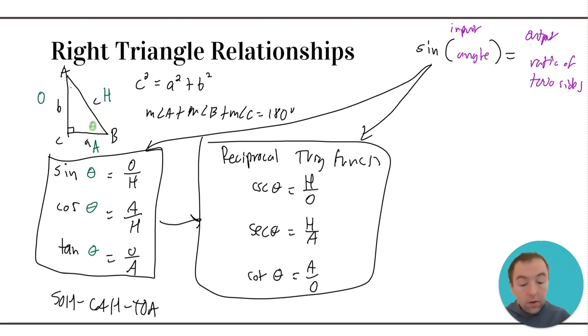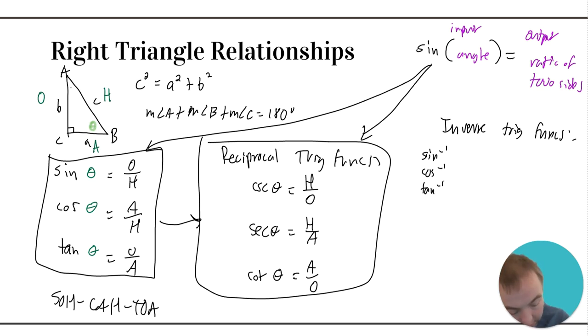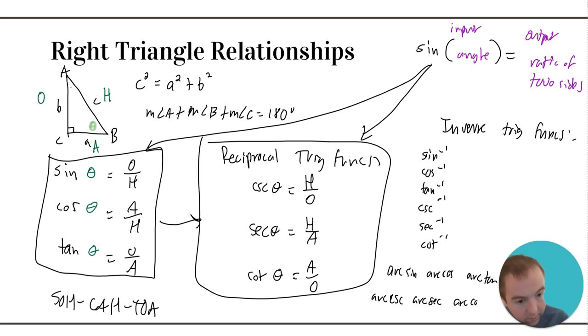Okay, so it does turn out that there is what we call the inverse trig functions. And those inverse trig functions are known as sine inverse, cosine inverse, tangent inverse, cosecant inverse, secant inverse, and cotangent inverse. Now, we also do have other names for these as well. So they can also be called arcsine, or arccosine, or arctangent, and arccosecant, arcsecant, and arccotangent are similar names that we could also call these.